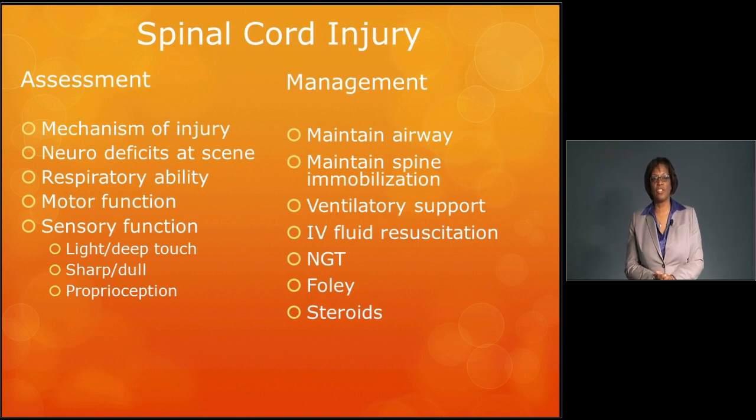All right, with spinal cord injury, obviously you're going to assess the mechanism of injury compared to the neural deficit seen, respiratory ability, because that can give you an idea of how high up the spinal cord injury is, motor and sensory function. We're going to look at both. And you really are going to have to identify what sensory function the kid is or is not having, because kids may not be able to describe to you the difference between numbness, tingling, coolness, prickling, things like that.